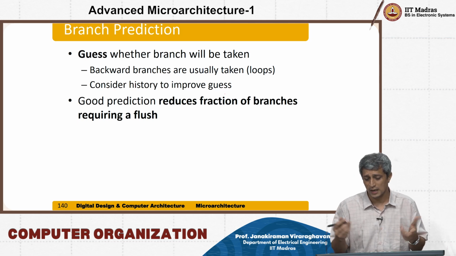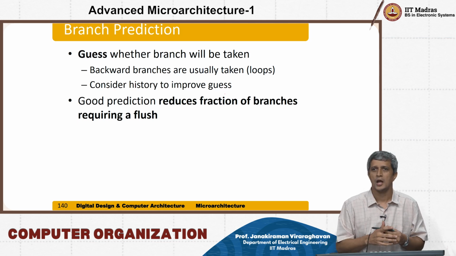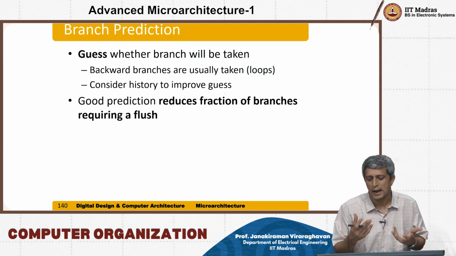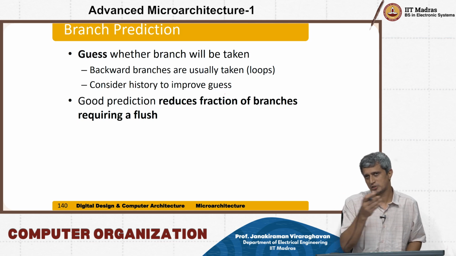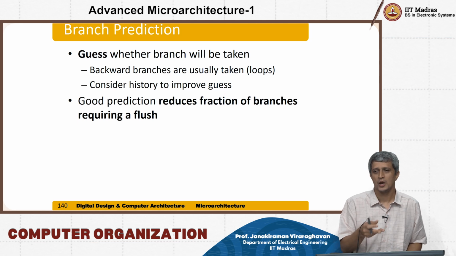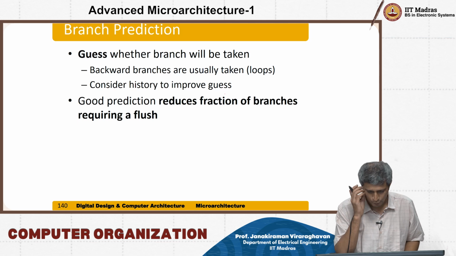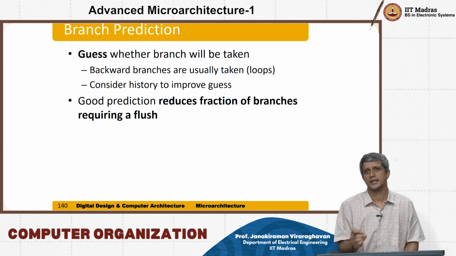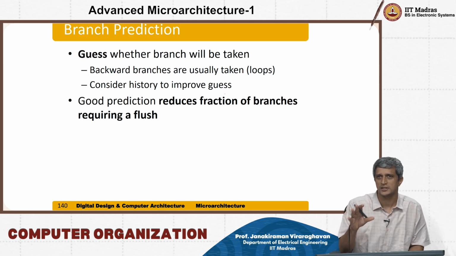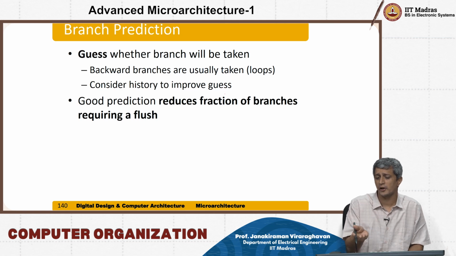For example, when you write a for loop for I equal to 0, I less than 10, I plus plus, most likely the backward branches are taken, right? So 10 times you're going through this loop, you are actually going to go back 9 times out of 10, right? So the good intuition is to consider the history and improve the guess. So you have to keep track of this state somewhere, and good prediction obviously reduces the fraction of branches requiring a flush.